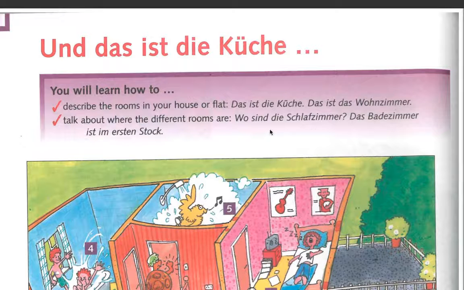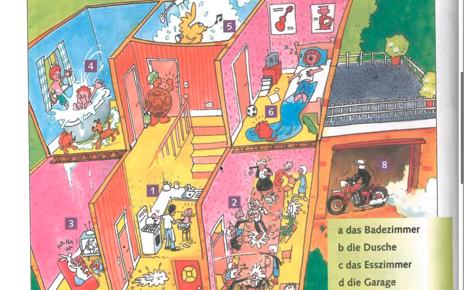Wo sind die Schlafzimmer? Wo sind, where? Das Badezimmer ist im ersten Stock. The bathroom is in the first floor. Now the second floor is im zweiten Stock. I'll spell that. Z-W-E-I-T-E-N. Zweiten Stock.